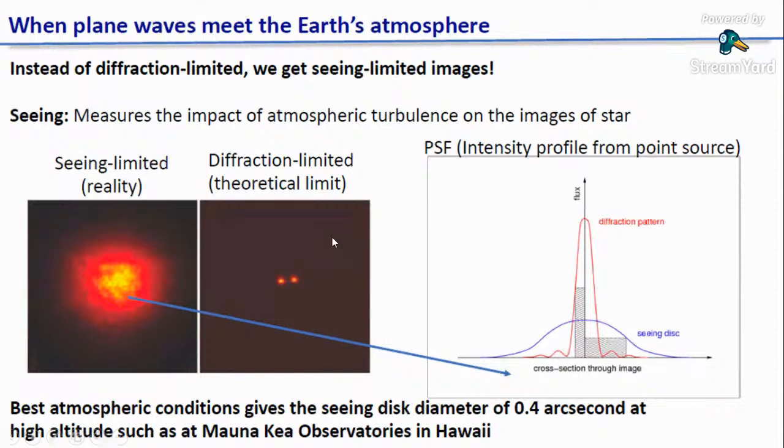At the best atmospheric conditions, there is a disk diameter of 0.4 arc second at high altitude such as Mauna Kea Observatory. So this blurry image was taken at Mauna Kea Observatory in Hawaii. It is the most famous place, and there are many large ground-based optical telescopes like Keck Observatory, Subaru Observatory, and the upcoming 30-meter telescope will be placed at Hawaii itself.